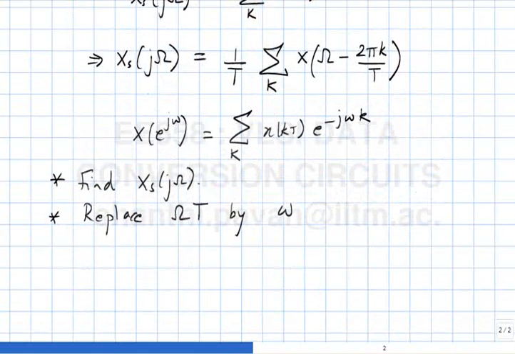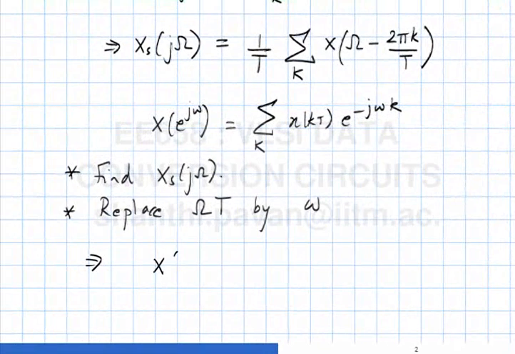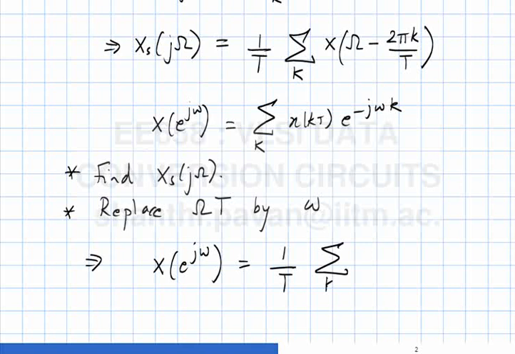So after all this math, let's figure out what it really means. In other words, X of e to the j omega is nothing but 1 over T summation X of omega by T. If capital omega times T has to be replaced by omega, it means that capital omega has to be replaced by small omega by T minus 2 pi k by T.